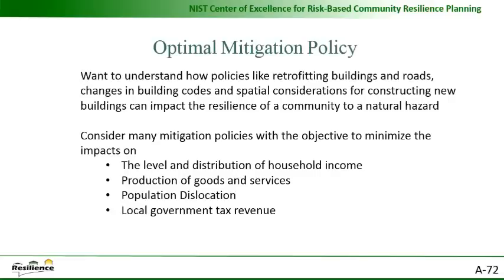Now what I'd like to finish up with is just make some preliminary comments about optimal mitigation policy. So what we're looking at is what types of policies could be implemented to make a community more resilient or less sensitive to these natural hazards. And we're talking about retrofitting buildings and roads, changing building codes, or possibly encouraging people with tax policy to locate in places that are less susceptible to a disaster. And that's sometimes not as straightforward. But what we want to do is look at how these policies will impact the level and distribution of household income, the production of goods and services, population dislocation, and local government tax revenue.